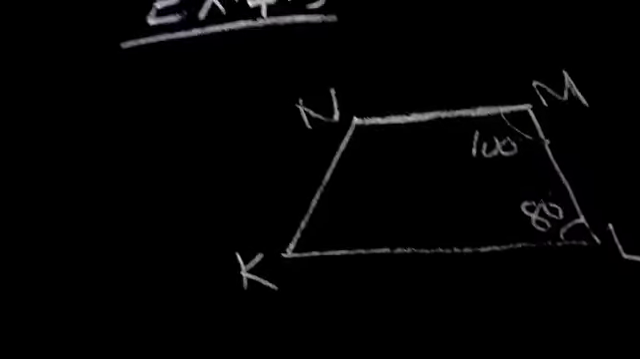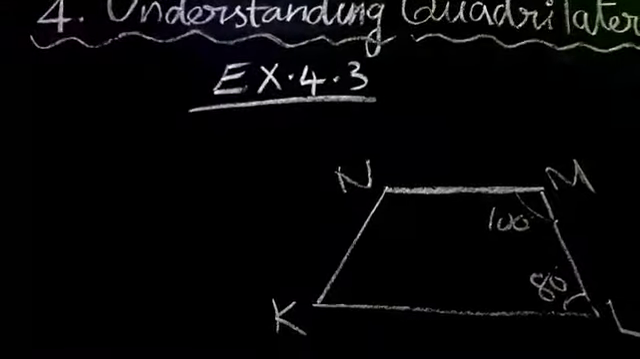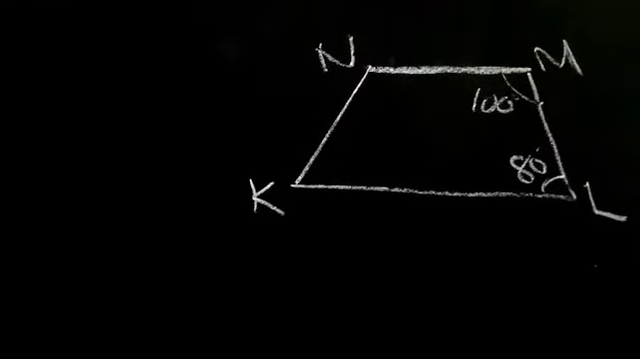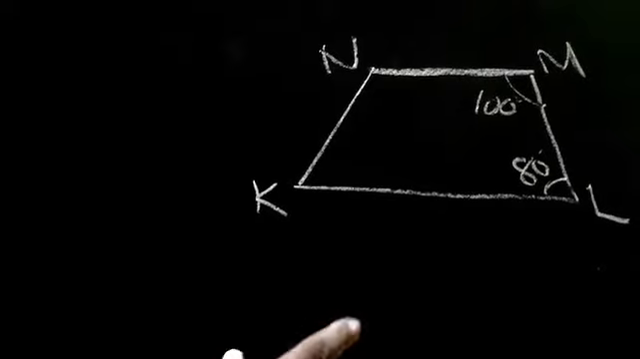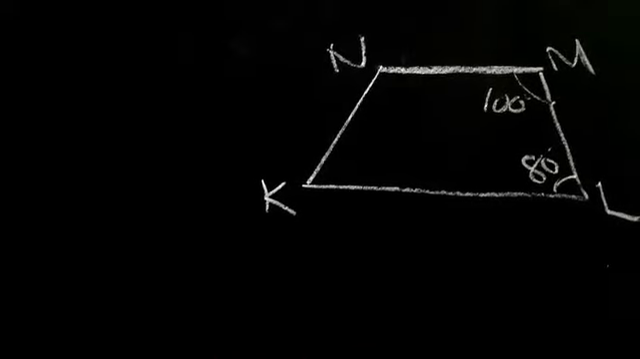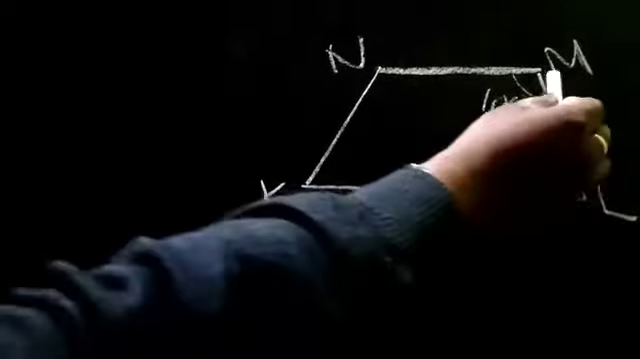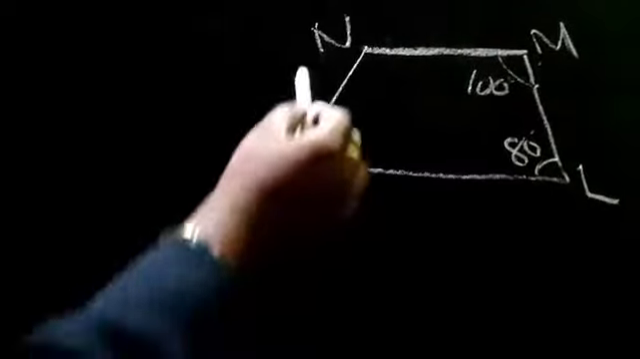Today's topic is Understanding Quadrilateral Exercise 4.3. The 10th question is, explain how this figure is a trapezium. Which of its two sides are parallel? They have given here M, L, K, N.